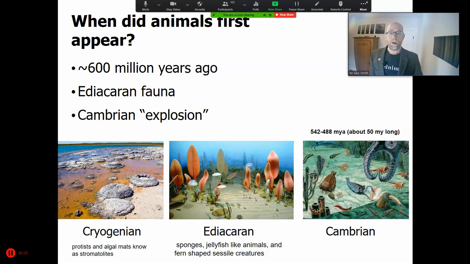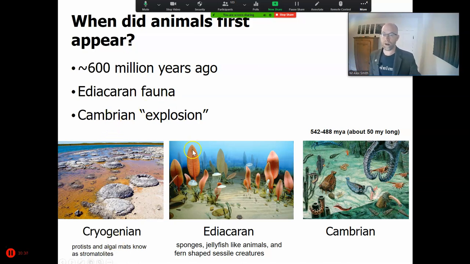Now, when did all this happen? Well, we're talking for serial endosymbiosis, those hypotheses or those events, billions of years ago, 2.7 to 2 billion years ago. So when did the first multicellular metazoan animals appear? Well, 600 million years ago. At around the Cryogenian, we had protists and algal mats that we can now see as fossils across the world. Often in Australia, they're called stromatolites.